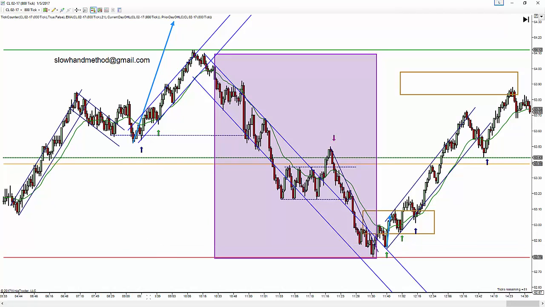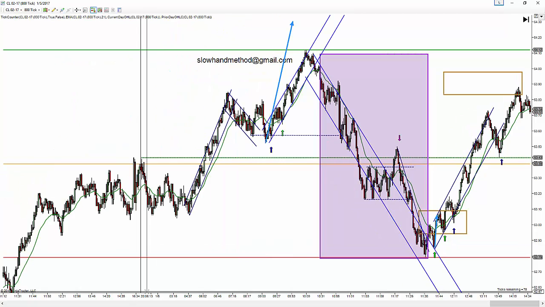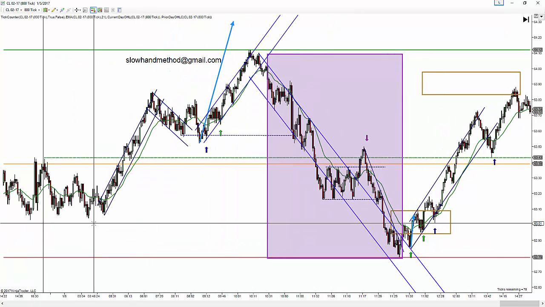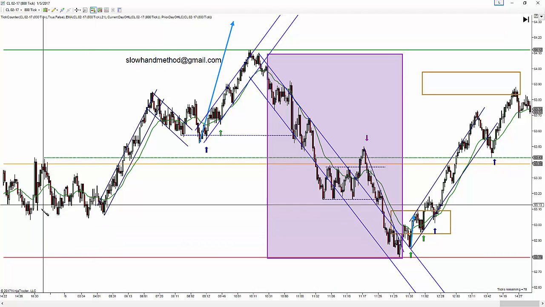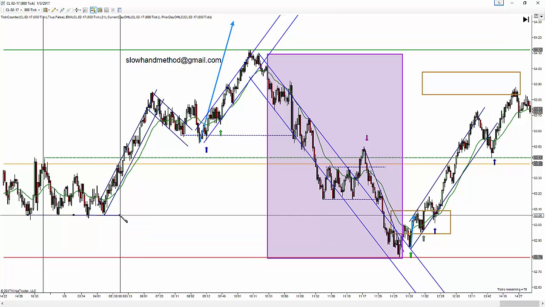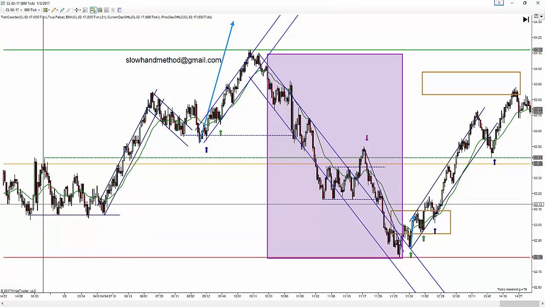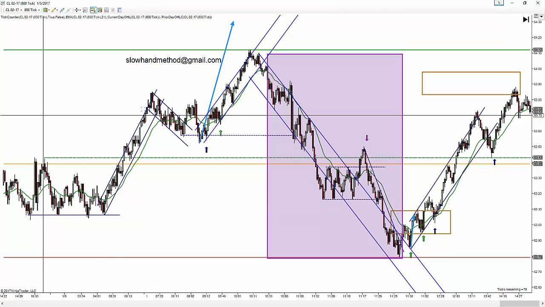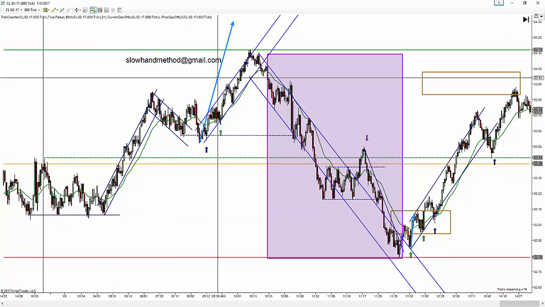This was the overnight. Let me talk a little bit about the overnight and the structure of the day. Through here, and I didn't mark this out, but through here I looked at having support right in this area, and this is from overnight. Here's your overnight support. Price tends down here, pulls up to this area. And so I arrowed this in.